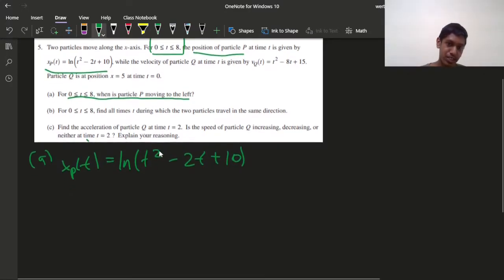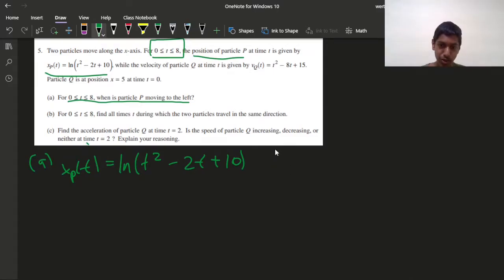And we've got to find the velocity. So I'm going to draw a little thing here. We're going to have position, and then if you differentiate, you get velocity, and then if you differentiate again, you get acceleration. You can also go the other way with integration, but we'll cover that in future videos. So when is particle P moving to the left?